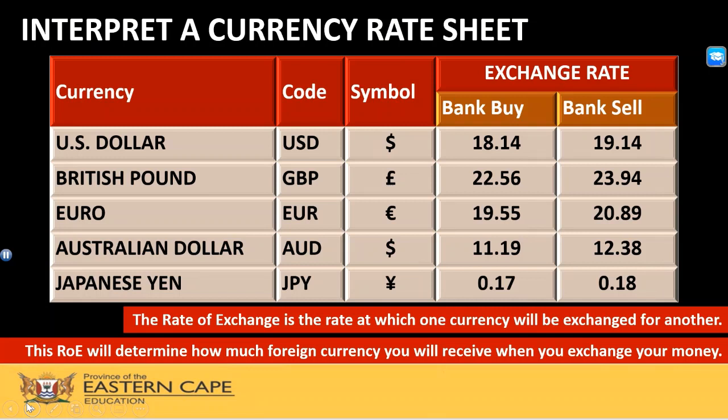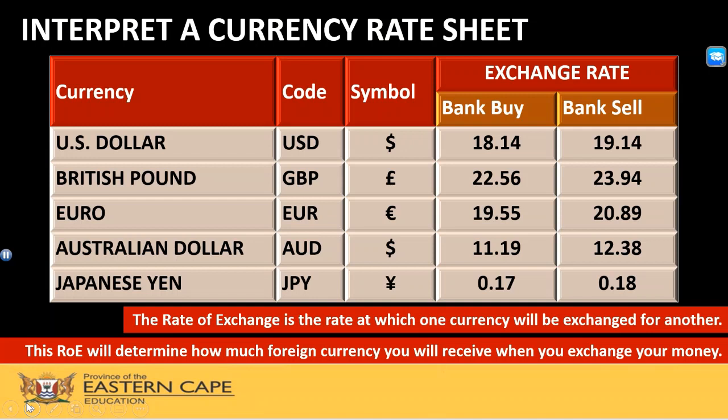This currency rate sheet on your screen at the moment gives you again the currency on the left hand side, the US dollar, the British pound, the euro, the Australian dollar, and the Japanese yen, together with the currency code and the symbol. Now, what is different in the table that you see on this slide in comparison to the previous slide is that there was only one exchange rate given.